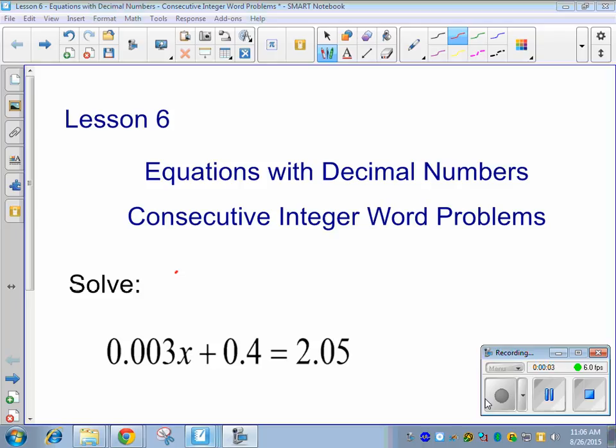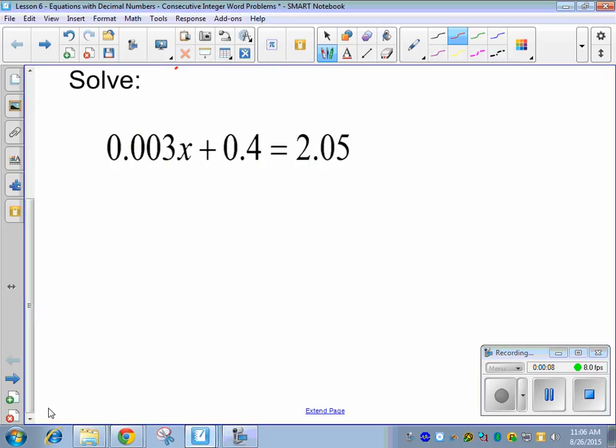Equations with decimal numbers and consecutive integer word problems. So, decimals, yes. If you want to solve it with decimals, you can, but that's not very fun. So I prefer that you get rid of the decimals. What you have to look at is which one of those has the most number of places that you need to move. So this one, to make it a whole number right here, we would need to move the decimal how many places? 3. Good job. 3 places to make it a whole number. This one only needs to move once, and this one only needs to move twice, but you have to go with whichever one needs to move the most.